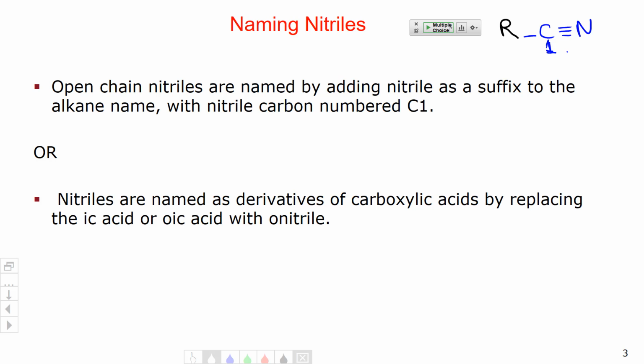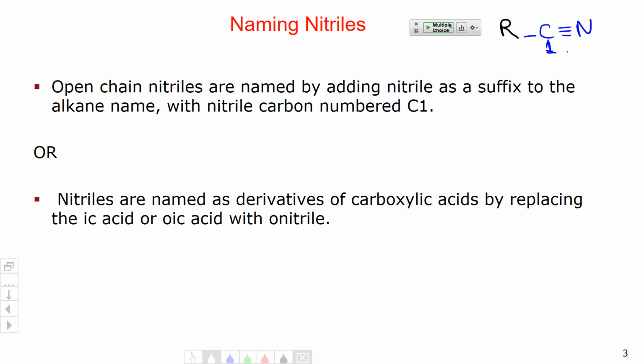We find the longest chain. Carbon number 1 is the carbon of the nitrile, and then, let's say it's an alkane, we follow it by nitrile. The other way to name it is by naming the compound as if it is coming from a carboxylic acid, like oic acid. Then we cross out the ic acid and replace it with nitrile. So there are 2 ways to do that.